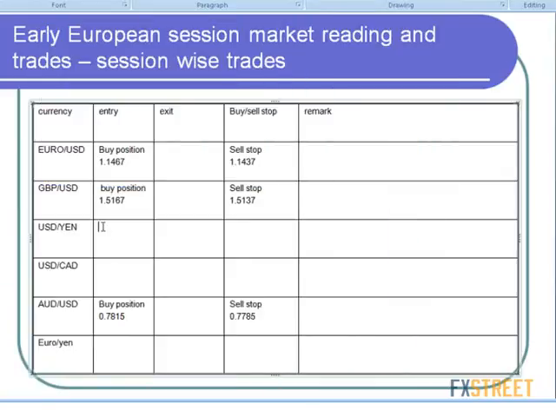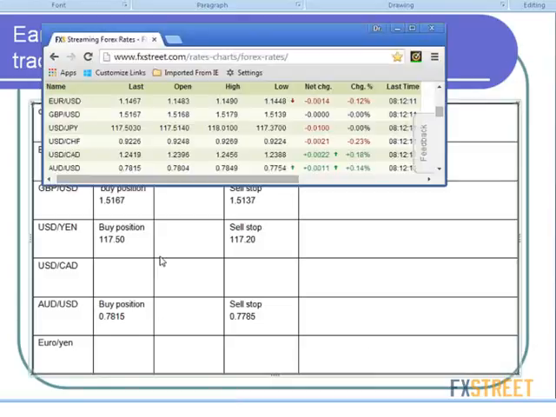117.50 is a contrarian trade. We aim for about 50-60 pips profit. 117.20. Then I'll try to take more positions, but you should not over trade.